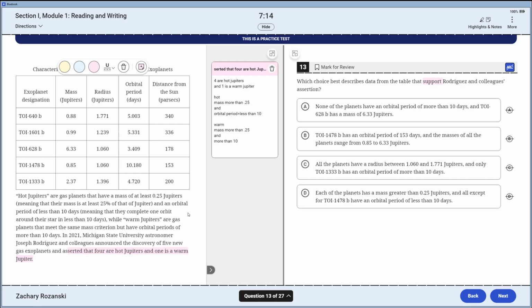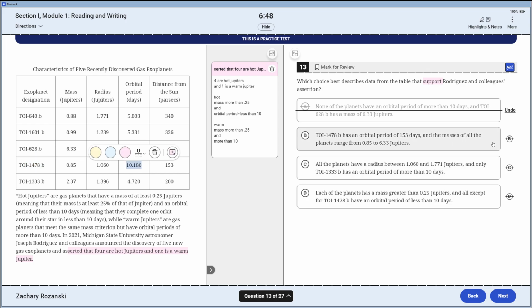And he's saying that there's like a 4 and 1. None of the gas planets have an orbital period of more than 10 days. Well, that's not true. This one does. TOI1478b has an orbital period of 153 days. No, an orbital period of 10 days. Liar. And it's trying to get me to confuse these columns.